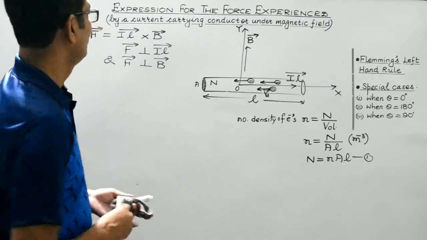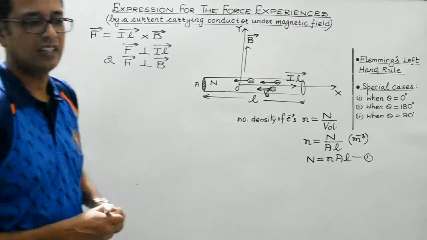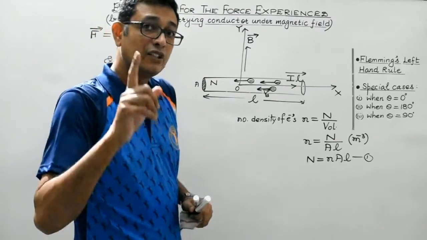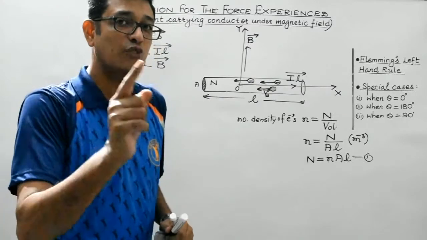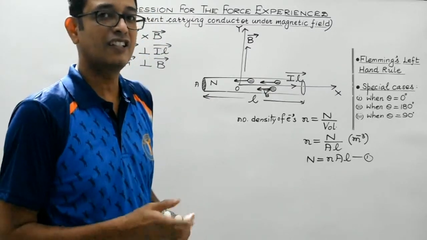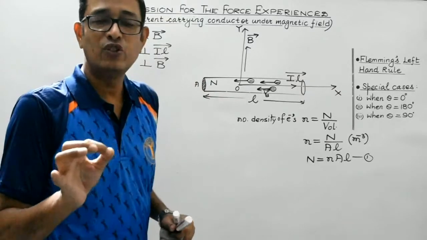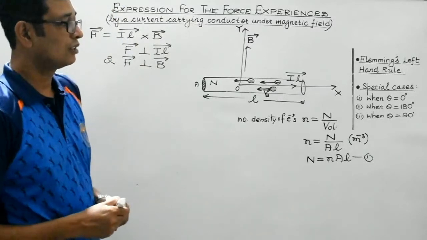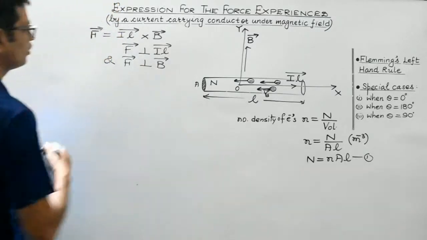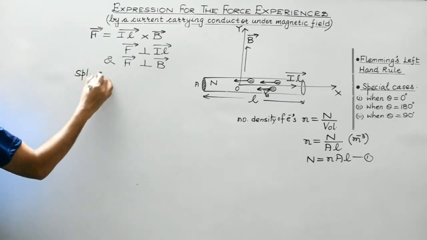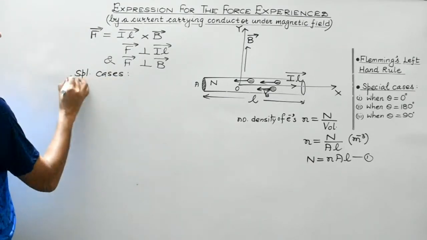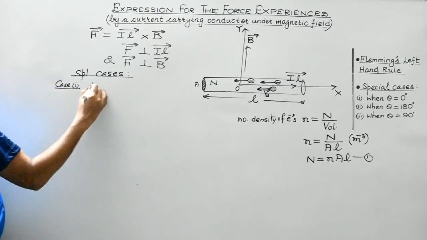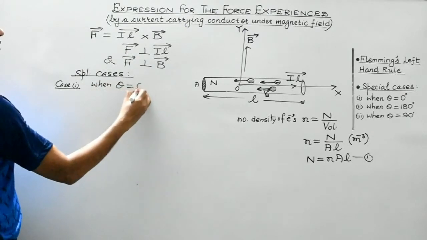Is it clear? So let's consider the special cases, and then in the later section we will discuss the rule to determine the direction of the magnetic force experienced by a current carrying conductor under the influence of magnetic field, and that is actually known as Fleming's left hand rule. That we will discuss after we concentrate on the special cases, right? Let's consider the special cases. Okay, case 1. Case 1 is when theta is equal to 0.